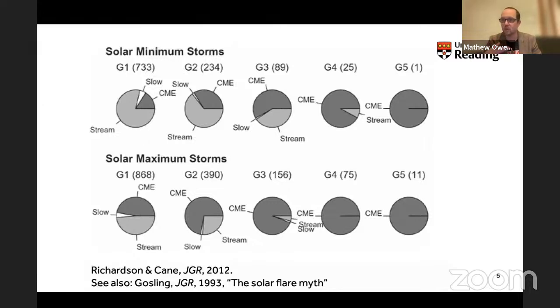And you can see that when you look at the smaller storms, you get a variety of different drivers. Sometimes it's a fairly slow solar wind. Sometimes it's a fast stream that we get from a coronal hole. Talk a bit more about that in a minute. Sometimes it's a CME. But once you get up into the big storm categories, G4, G5, it's almost exclusively driven by CMEs. So that's just reinforcing the idea that the first step to forecasting severe space weather a couple of days ahead is to forecast when a CME will arrive at Earth.